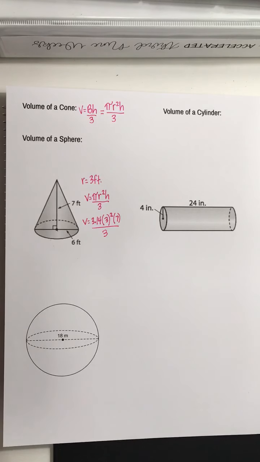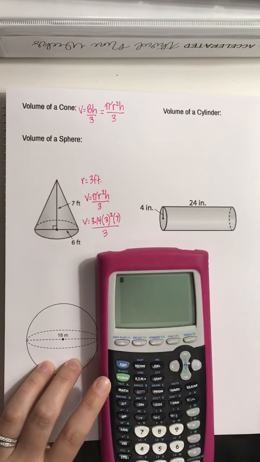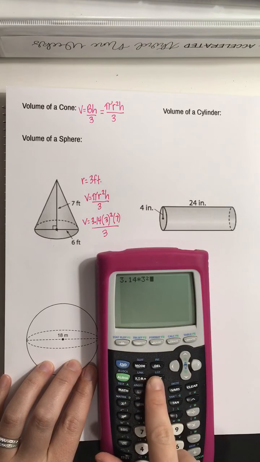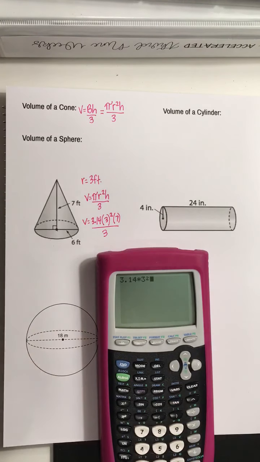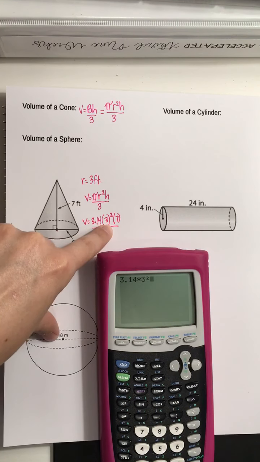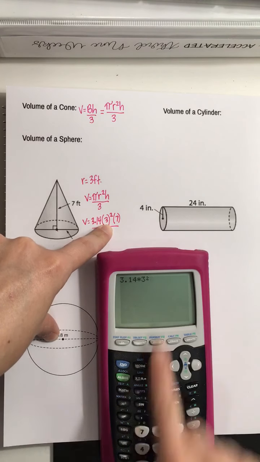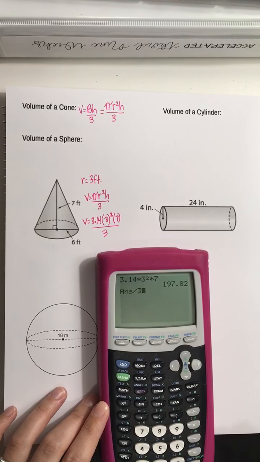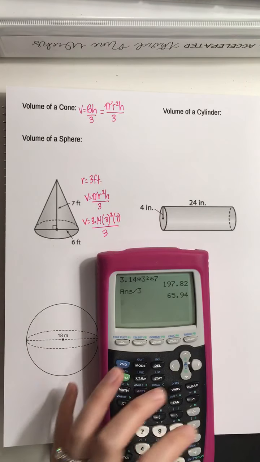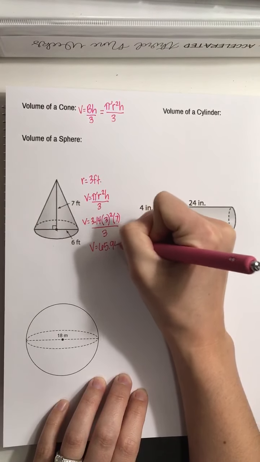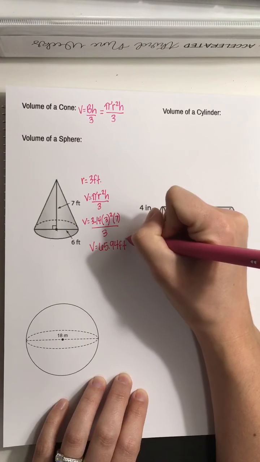So let's go ahead and plug numbers into our calculator. All right, so we've got 3.14 times 3 squared. Now, I have the same calculator that we have at school, but if you don't, your phone calculator will have the squared, the exponent, but if it doesn't, remember 3 squared is just 3 times itself, so you can just put in 9 if you want to. Times 7, all divided by 3. Okay, so 65.94. 65.94, and this is volume, so feet cubed.